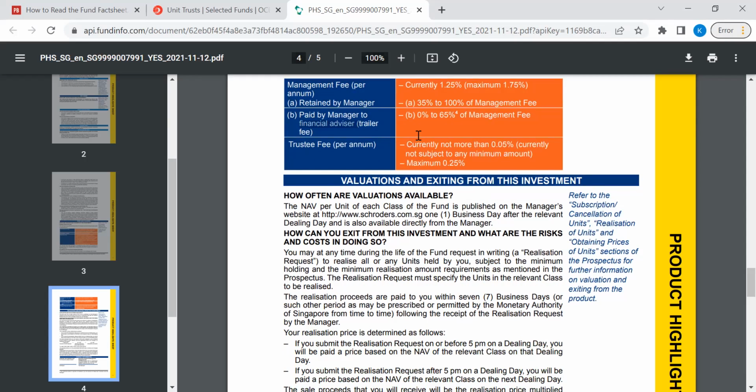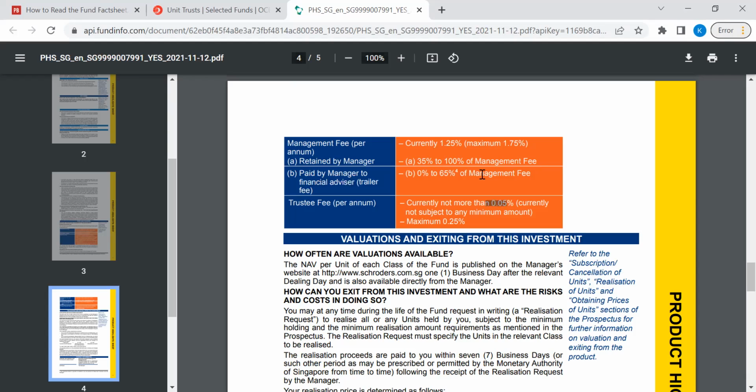So we're not sure what the very detailed breakdown is, because you don't get to see the advisor's employee contract. Trustee fee: currently not more than 0.05%. So clear cut, this is the amount of money that is actually paid to the trustee.